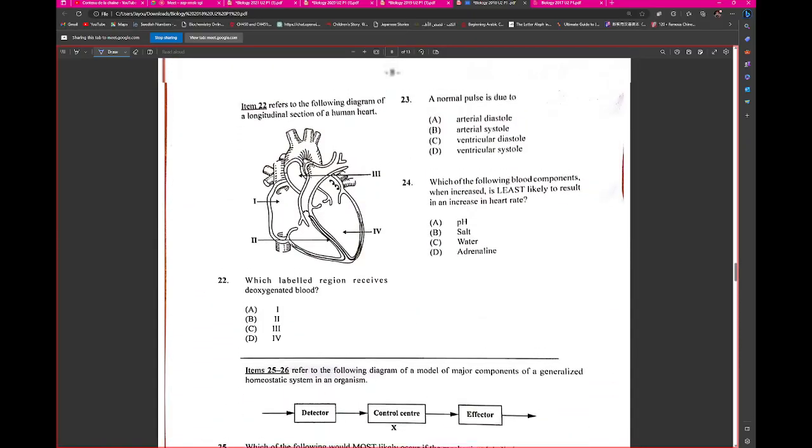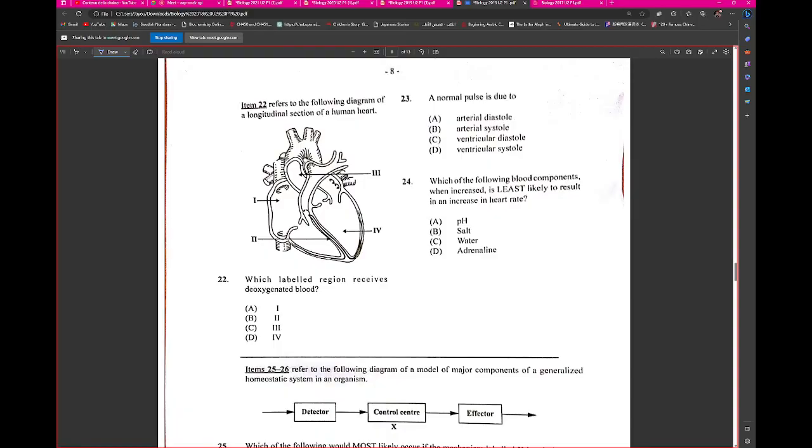Alright, now let's look at this. Which labeled region receives the deoxygenated blood? That would be 1, right? So you receive deoxygenated blood coming from the rest of the body. The pulse is ventricular systole here.